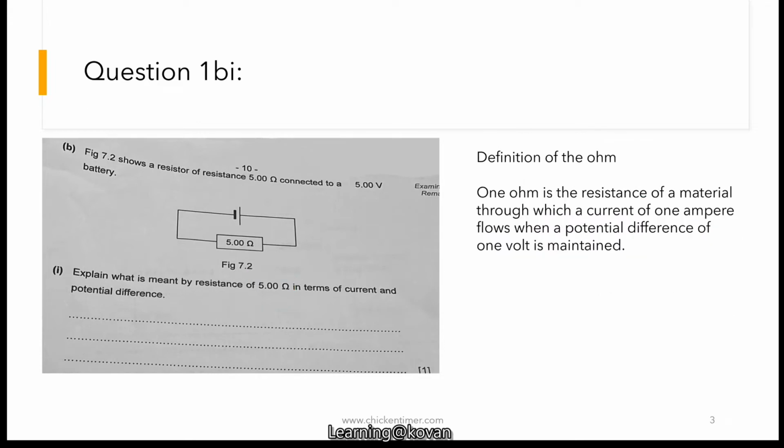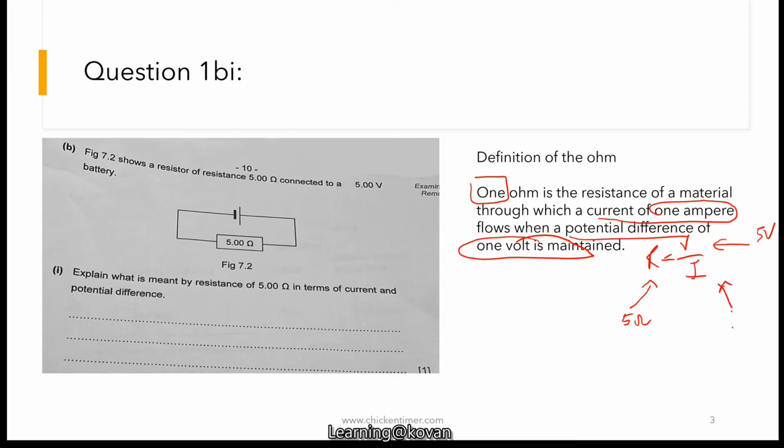So back to that, it's 1. The key is 1 has been changed to 5. Then the current of 1 ampere flows through. This one may change, and the potential difference of 1 volt is maintained. So if I were to have 5 ohms here, then that would mean that I would have to have 5 volts being maintained when the current is 1 ampere.